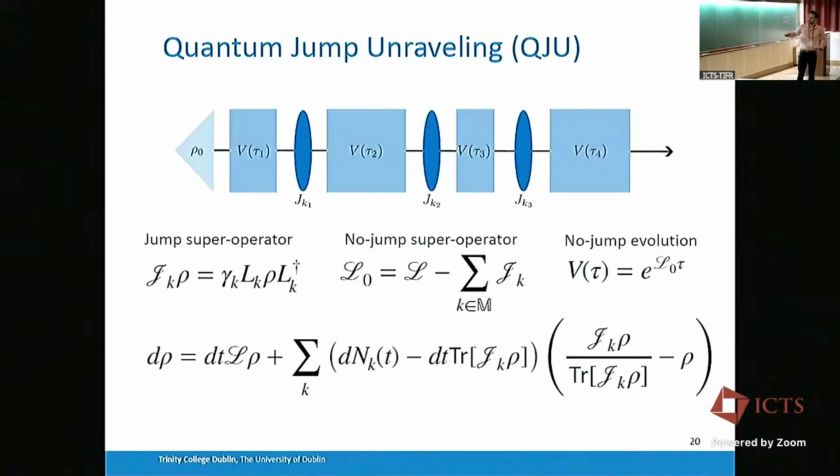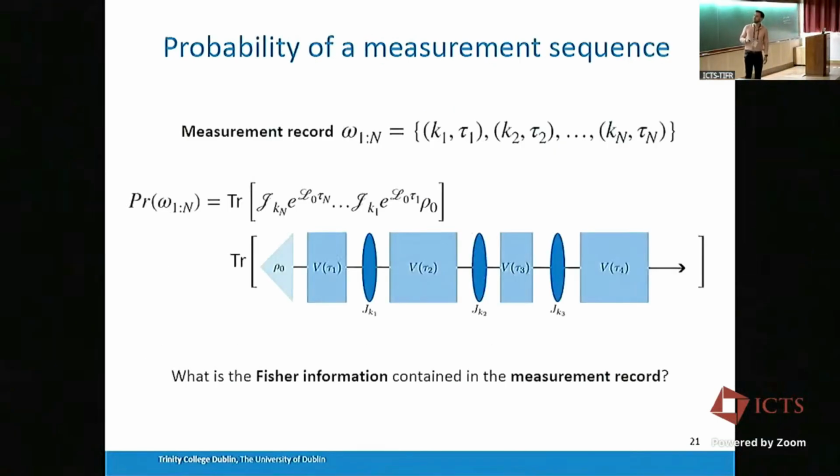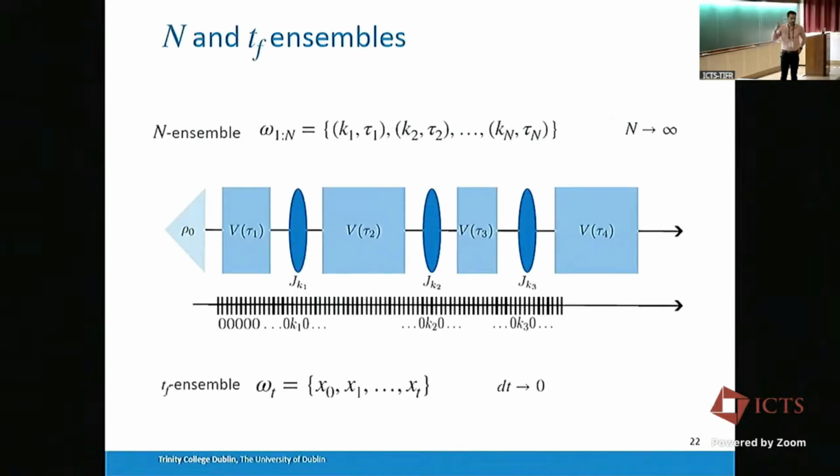And so what we get is a stochastic master equation, and now we can look at the jump unraveling and try to do our estimation on this basis. We do this by looking at the measurement record, which we've just already seen, which looks like this. The probability of it is the trace of this successive application of the jumps and the no-jump evolutions. The question is, what's the Fisher information in this? We can do this in principle. I should highlight this up front.